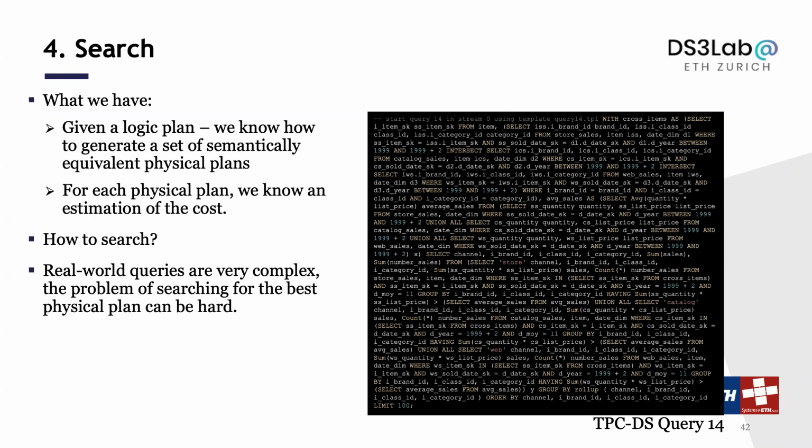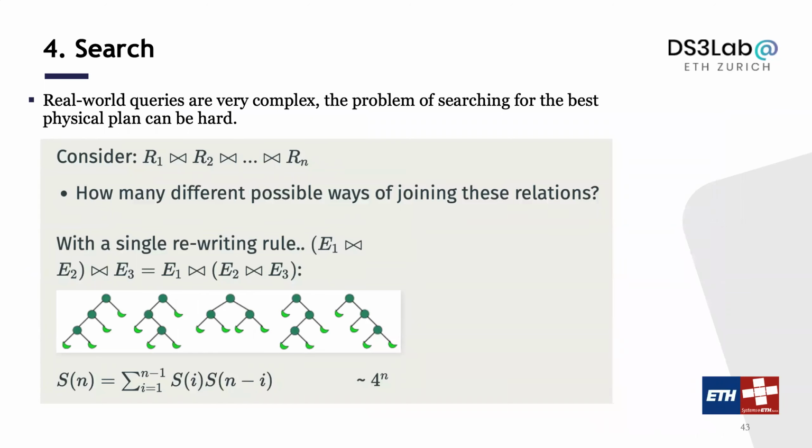This is just a very small query in TPC-DS, and you can see it's already pretty complex. Usually people could have a join query over maybe 10 or 20 different relations, so the complexity of the search space grows really, really fast. This is just one example of how hard the problem is. Assuming I have n different relations, R1 to Rn, and I just do a very simple query, a natural join, and assuming I have a single rewriting rule that joins are associative.